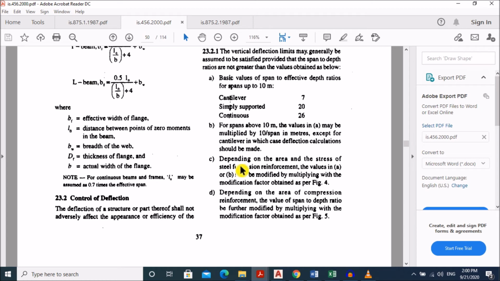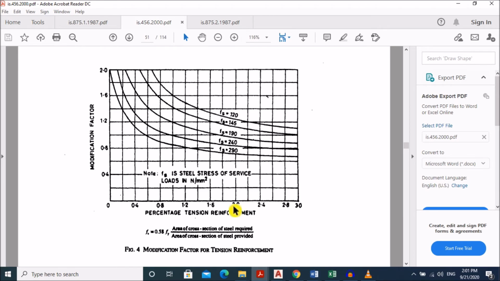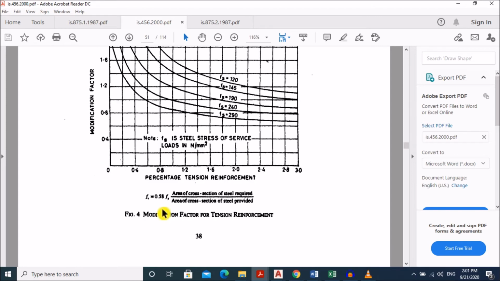Depending on the area and stress of steel for tension reinforcement, the value in A or B shall be modified by multiplying with the modification factor obtained as per figure 4. We need to go to figure 4 then. The percentage of tensile reinforcement and modification factor.